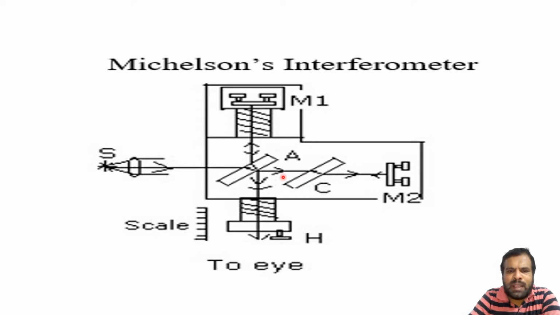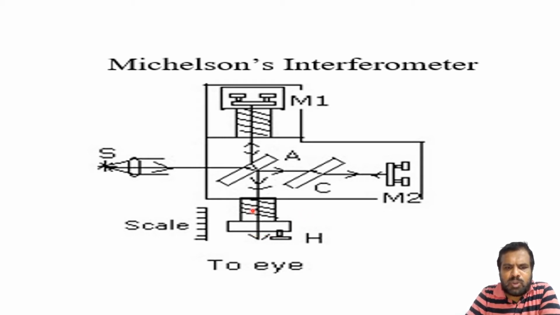The two plates A and C are held parallel to each other and kept at an angle of 45 degrees with the mirror M2 and the incident light. The mirror M1 is mounted on a carriage and it can be moved exactly parallel to itself with the help of the handle which is attached to the micrometer screw.